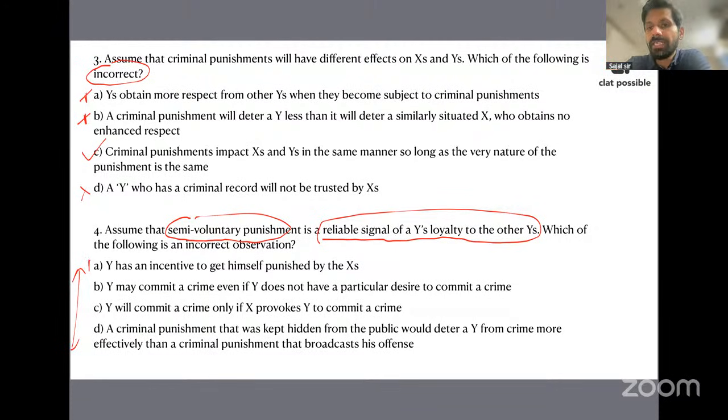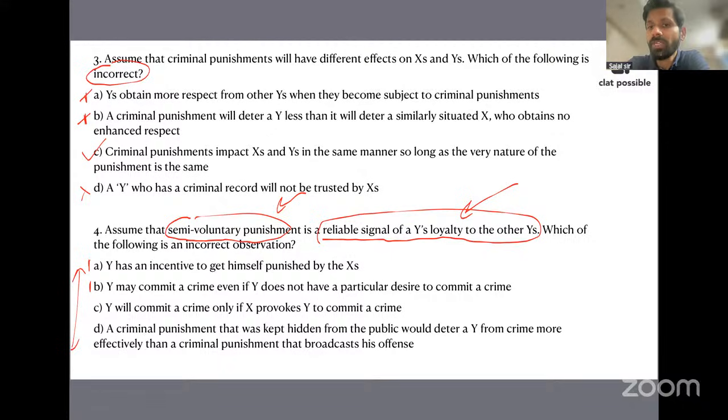B, Y may commit a crime even if Y does not have a particular desire to commit a crime. Yes. And why? Because it sends out a signal of Y's loyalty to the other Y's. And just look at this semi-voluntary punishment. Semi-voluntary, they committed that crime voluntarily to signal that we are very loyal, right? Semi-voluntary perhaps because they may not desire the punishment, but they committed the crime just to send out a signal that they are very loyal. So B is also consistent.